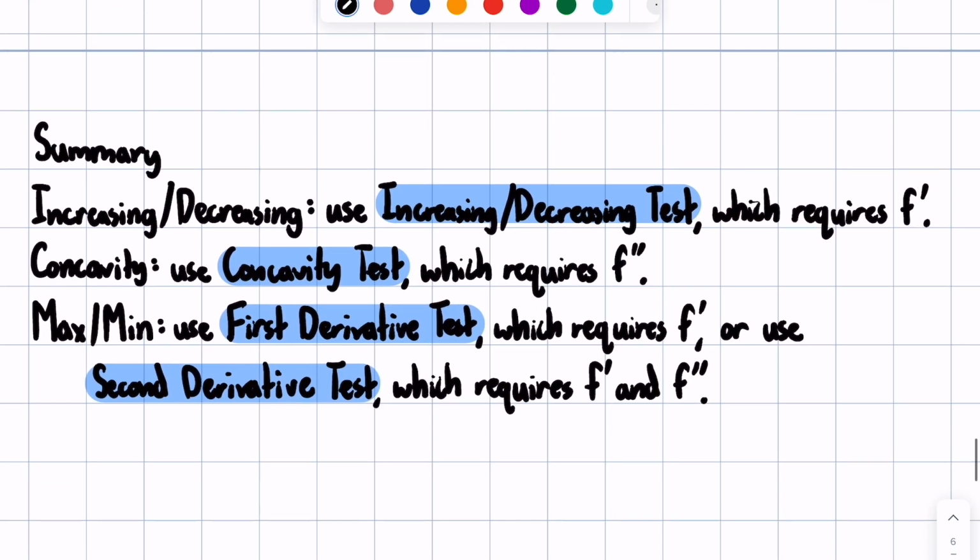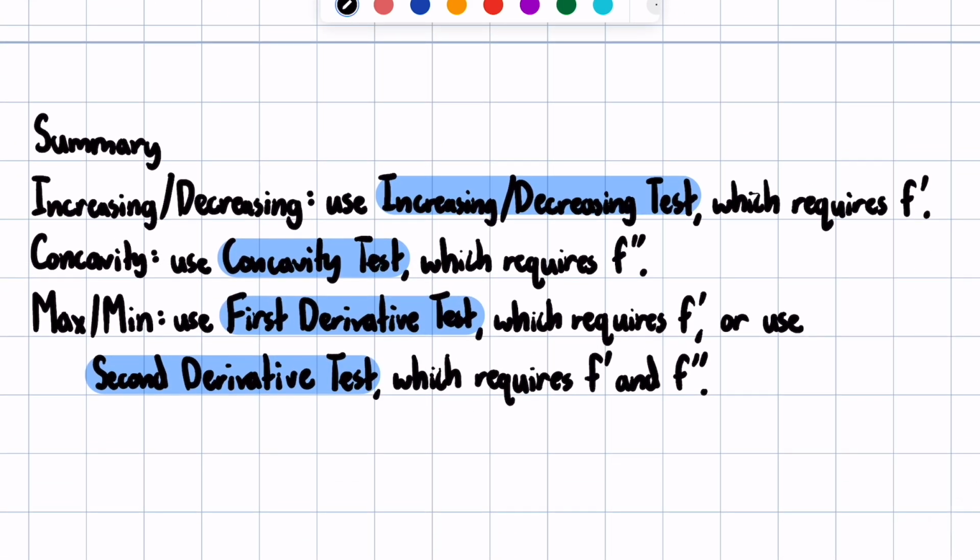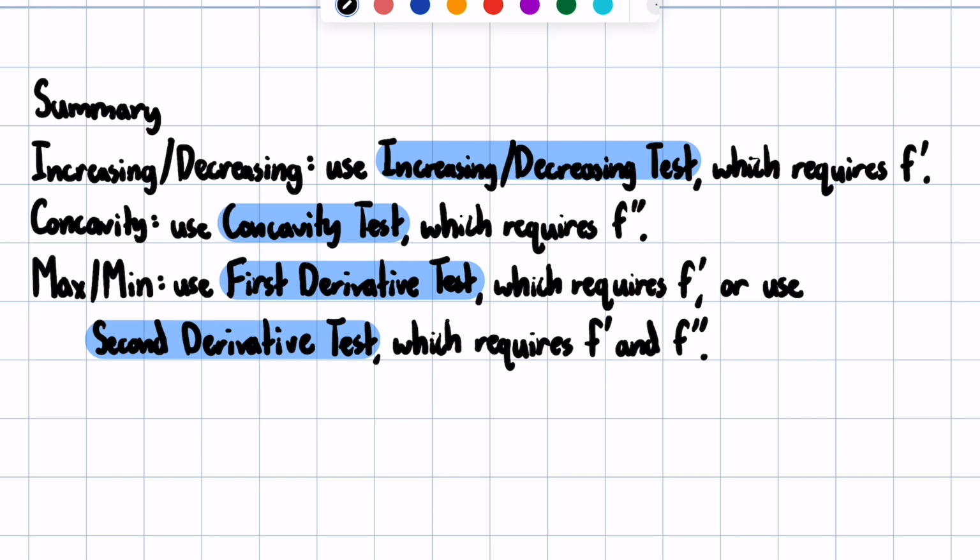All right, now just to recap what all these tests are for. So if you want to tell whether a function is increasing or decreasing, you only have one option for this in terms of these derivative tests. That's the increasing decreasing test, which requires you to find f prime. And then if you want to find the concavity of a function, use the concavity test. That's going to require f double prime. If you want to find the maxima and minima, you have two different options.